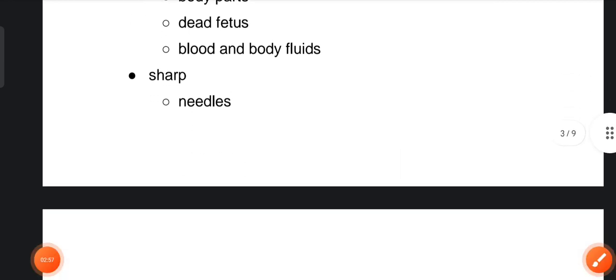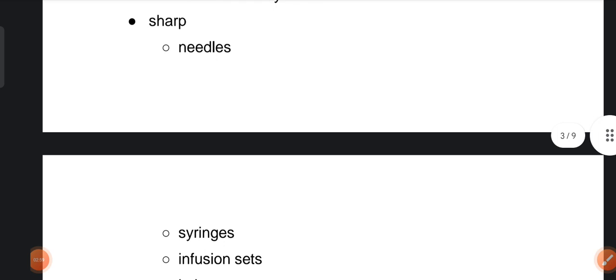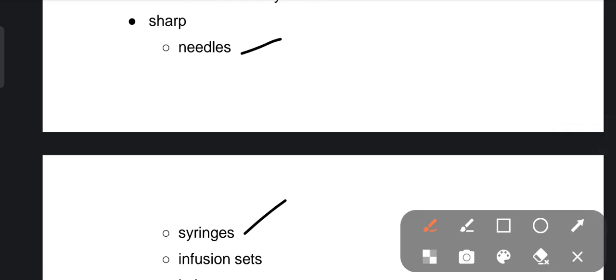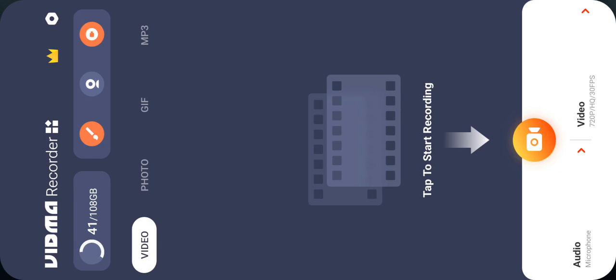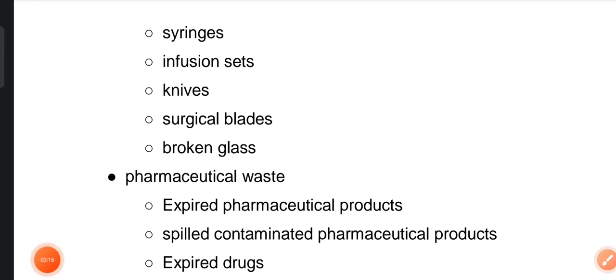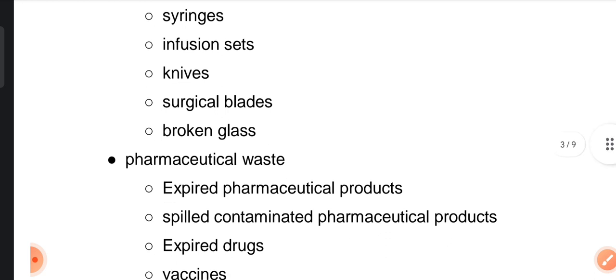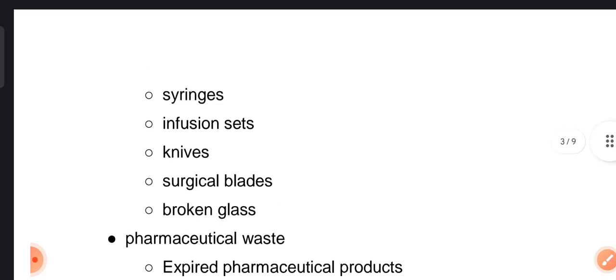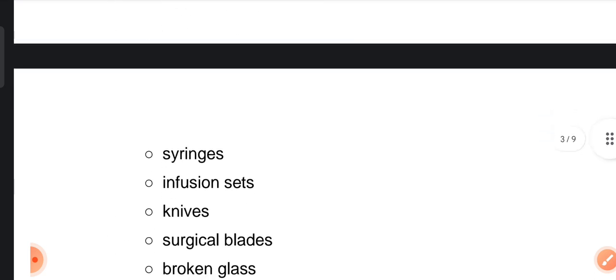The next one is the sharp waste. Sharp waste is nothing but needles, syringes and infusion sets. Knives are the tools with which we cut the organs, and surgical blades and broken glass. So these come under the sharp waste.